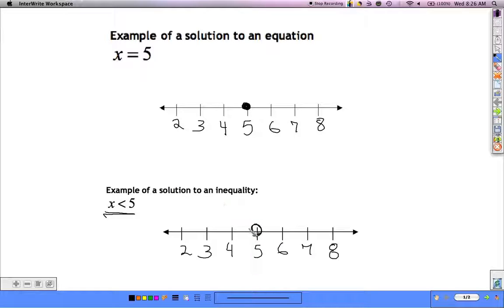And what I want to do is draw a little arrow going from 5 to all the numbers that satisfy that inequality, which is anything less than 5. And if you look, this is true. 4 is less than 5. 3 is less than 5. But over here, these 6, 7, and 8, and anything else that would be way over here, that wouldn't work. 8 is not less than 5. So we don't want to cover that with our arrow.